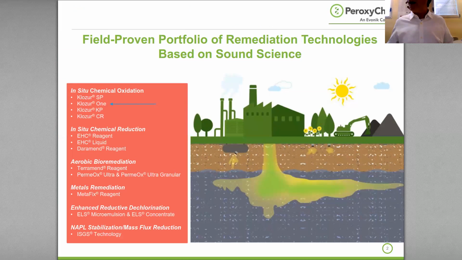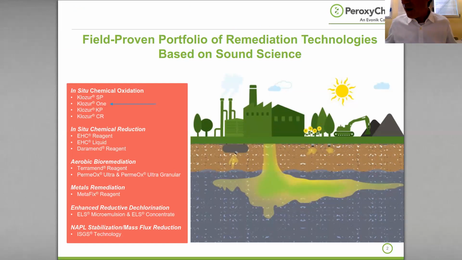Just a brief introduction of the company. We were recently acquired by Germany-based chemicals conglomerate Evonik. Paroxychem has a broad and growing portfolio of both in situ and ex situ remediation technologies, as summarized here in this table. So whether your contaminant profile would best be treatable with ISCO, ISCR, aerobic bio, anaerobic bio, stabilization, etc.